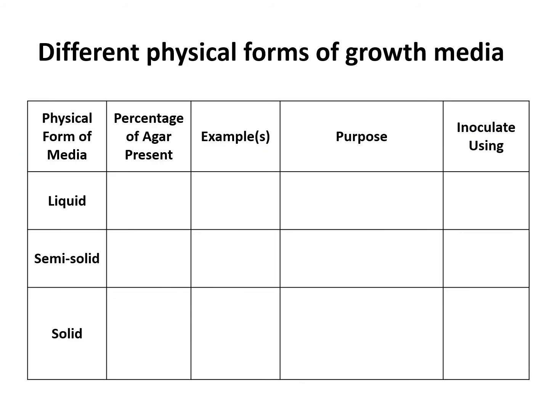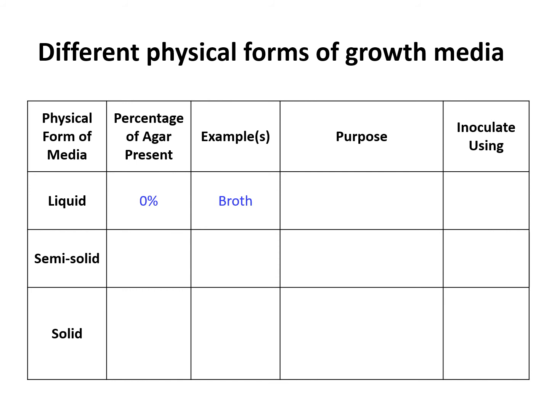Okay, so one more time, the physical forms. We said we have liquid, semi-solid, and solid. A liquid type of media has 0 agar, and that's why it's liquid, because remember the agar is going to be your solidifying agent. Without adding that solidifying agent, your medium stays liquid. An example of a liquid medium is the broth that we just talked about.